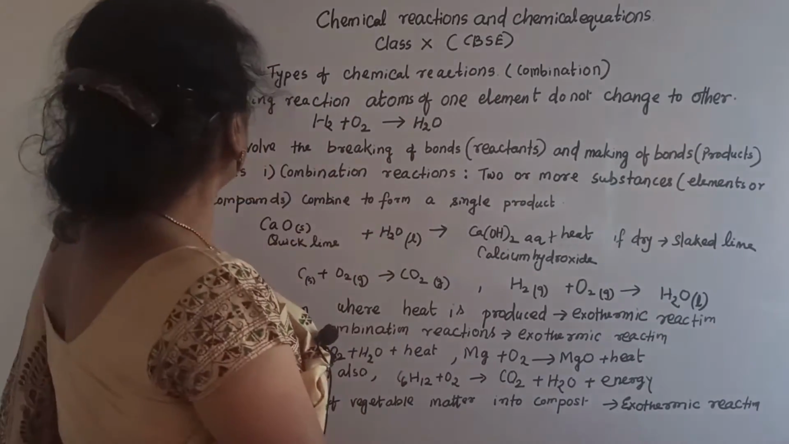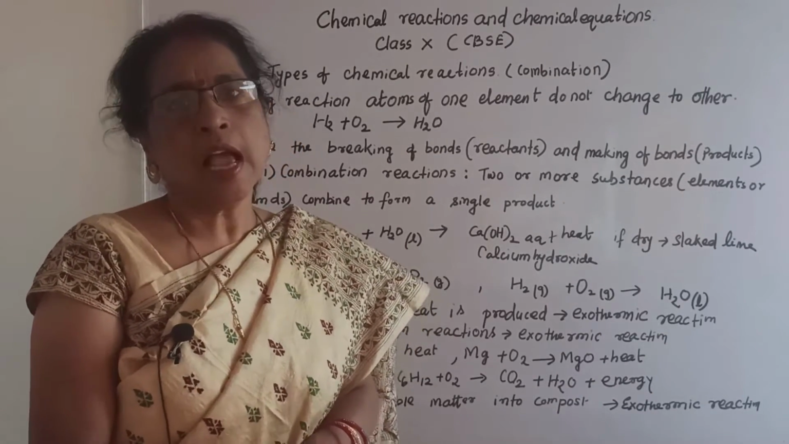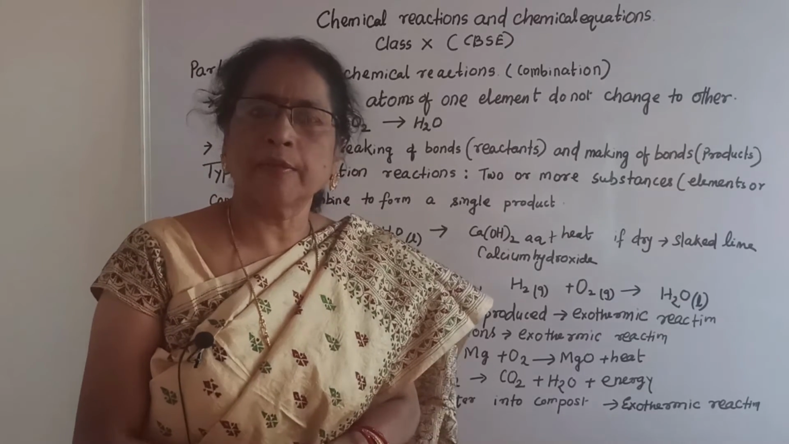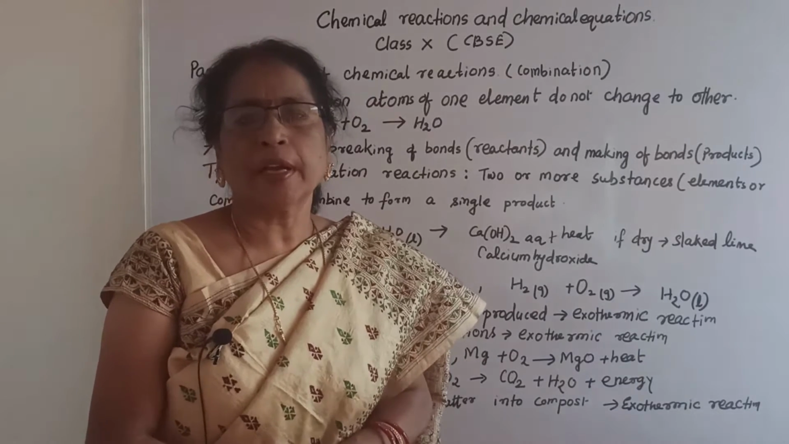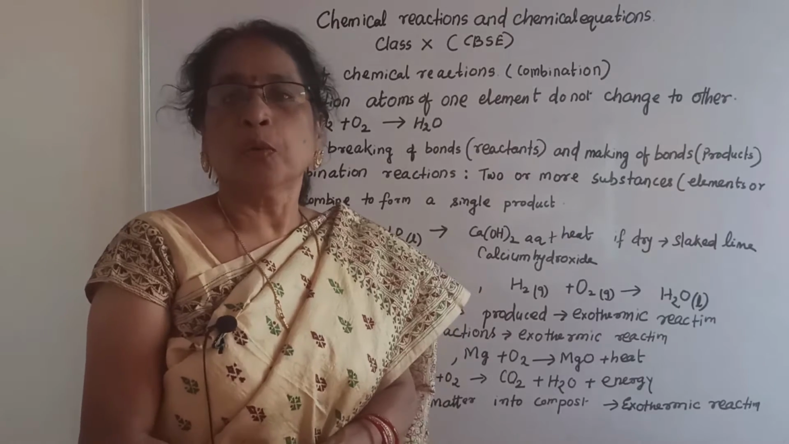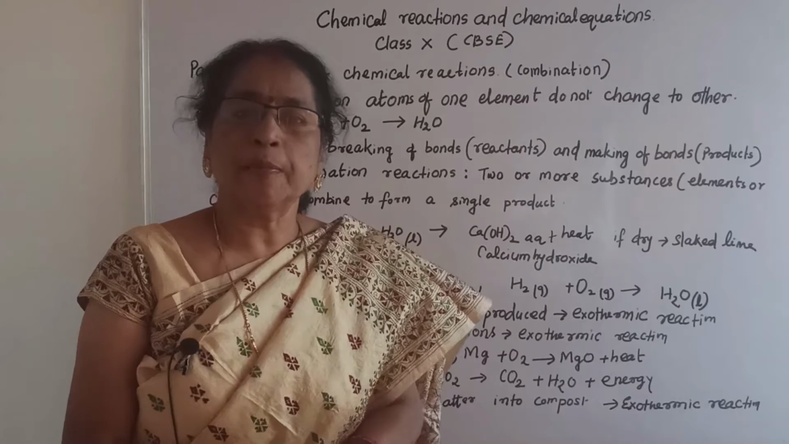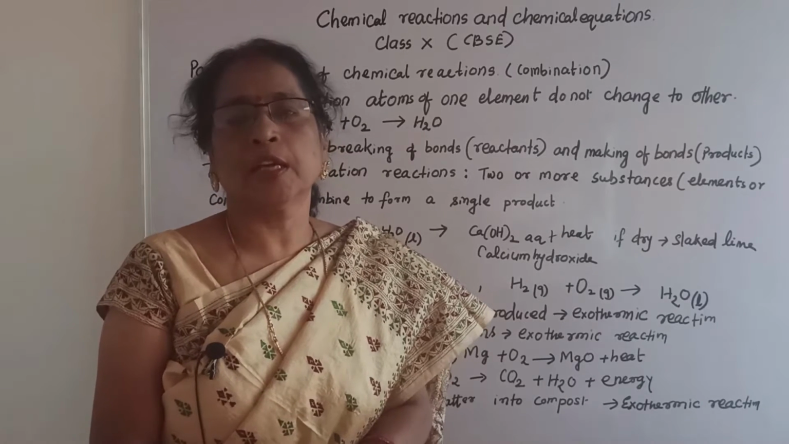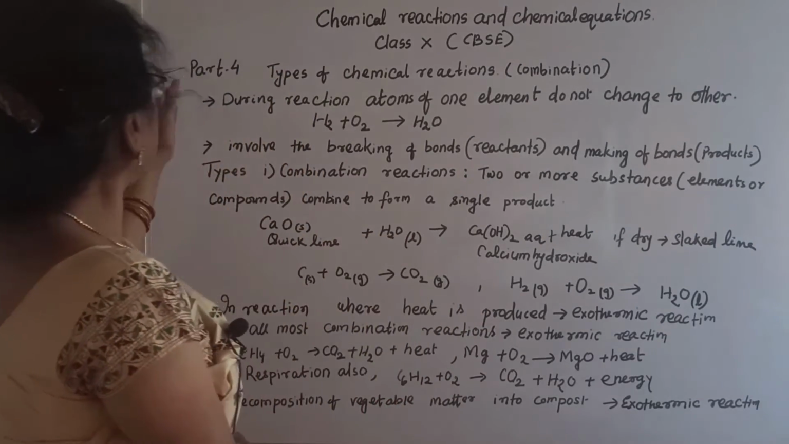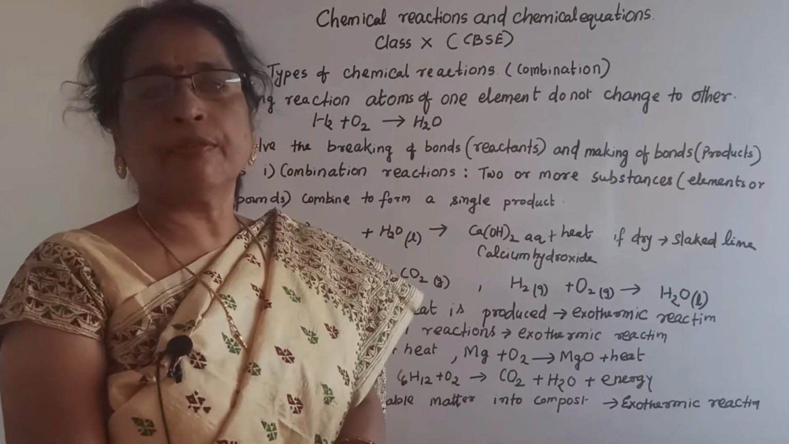In part 1 video, the first video, I told about what is meant by chemical reaction and what are the characteristics of chemical reactions. In part 2, I have explained the types of chemical reaction and how to write the equation with the help of formula. In part 3, what is meant by balanced and unbalanced equation, and how to make a balanced equation. And now it is part 4, types of chemical reaction, and here we will see first combination.